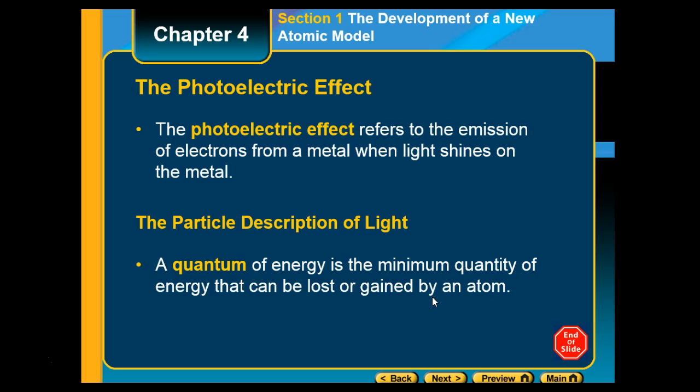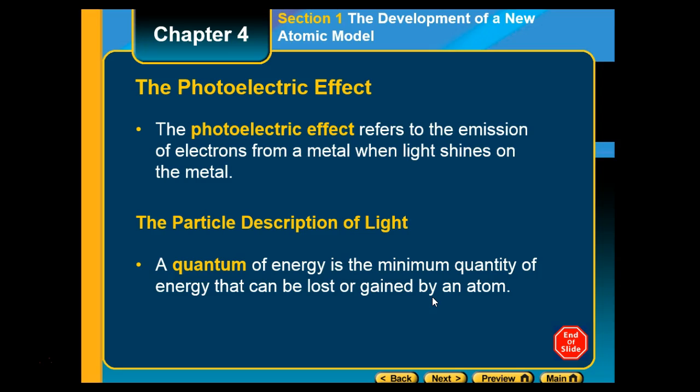Photo meaning light, electricity is the flow of electrons. So when we talk about photoelectric, it's when light hits it and electrons are bounced off. So we know that there is a correspondence between these electrons and wavelengths.